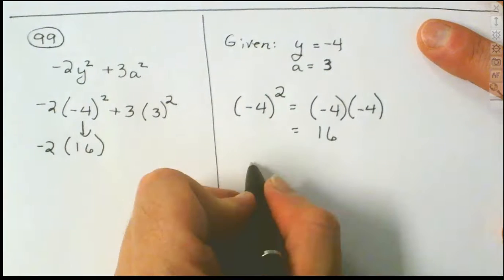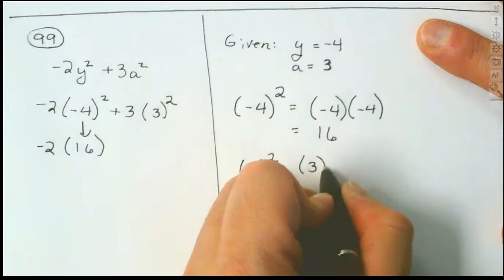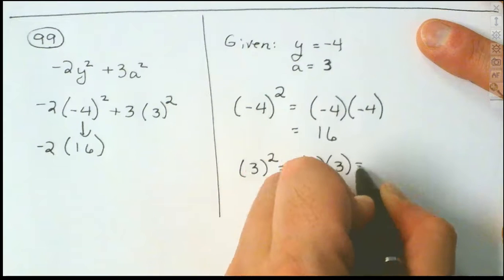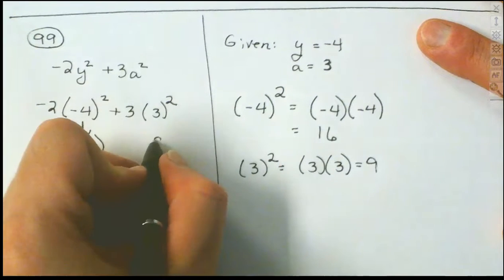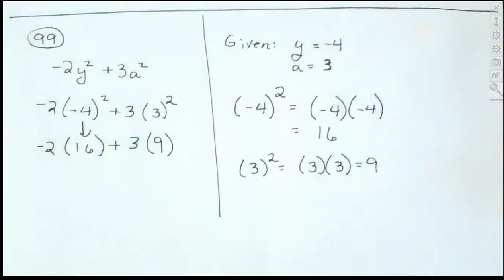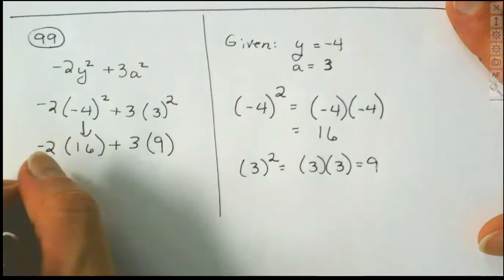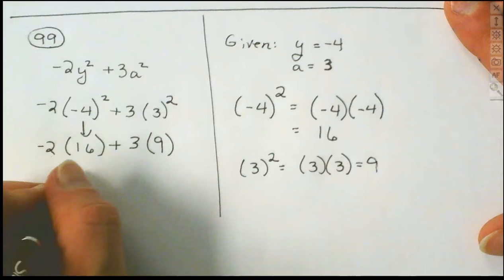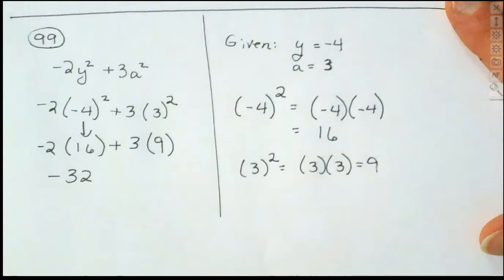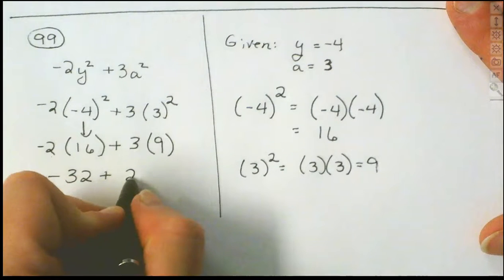What about the next one? 3 squared. That's 3 times 3, which is then what? 9. So that one's a positive 9 there. Now what can we do? Well, now we can multiply. So now we have a negative 2 times a positive 16. So that gives us then a negative 32. We have a 9 times 3. 9 times 3 is a 27.